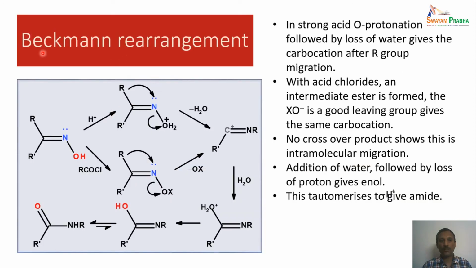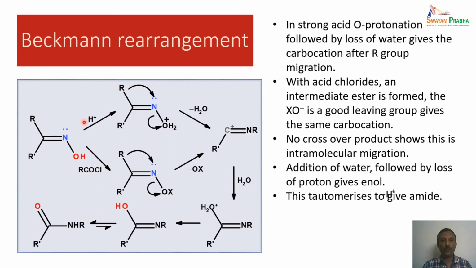Now let us look at the mechanism of the Beckmann rearrangement. As we mentioned earlier, we have two major conditions. One is strongly acidic conditions, and the other is where we have an acid chloride. When strong acids such as sulfuric acid or HCl are present, they follow one type of path. And when acid chlorides are present, the same reaction follows a different path. As acid chloride we can also use thionyl chloride, or even normal acid chlorides can be used.